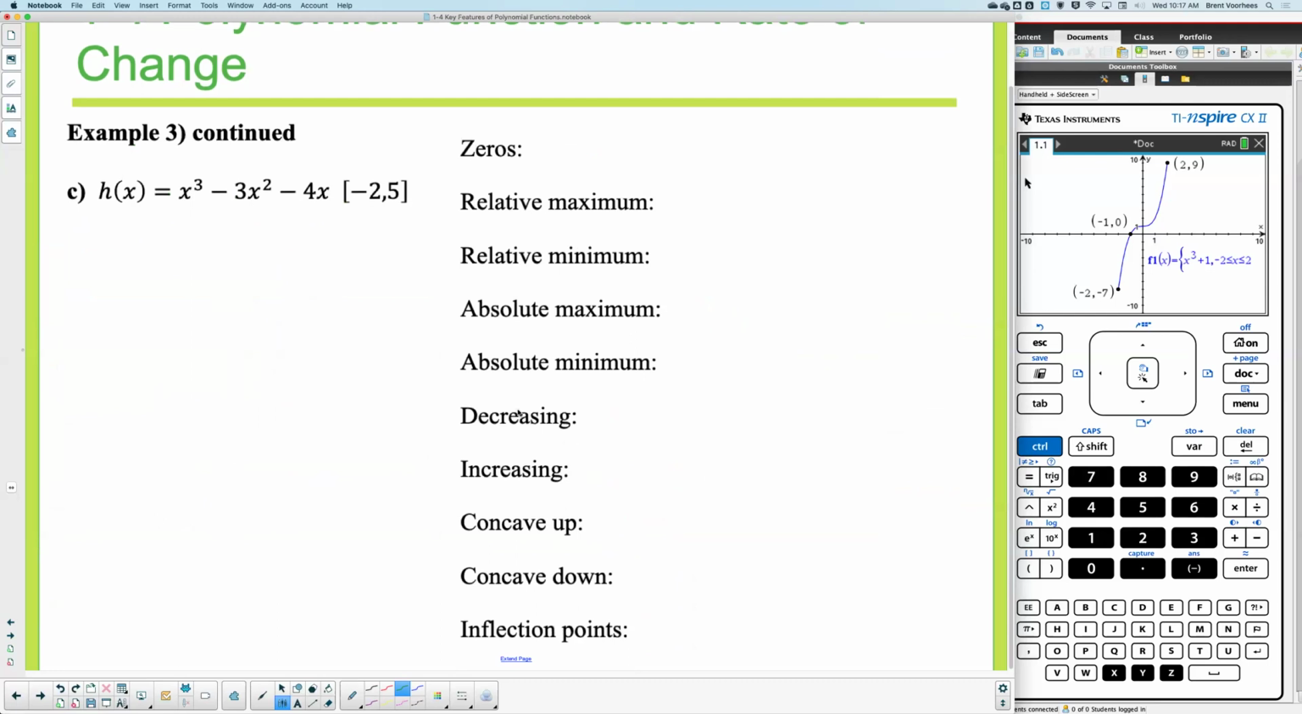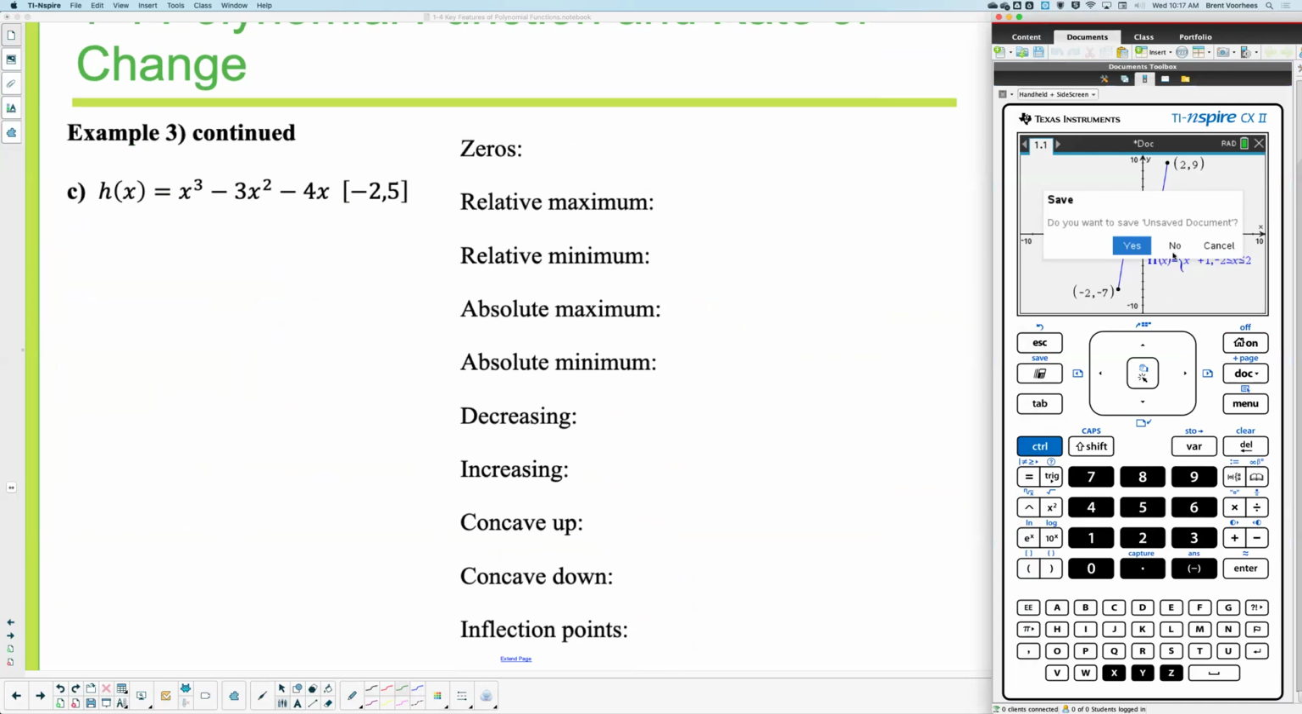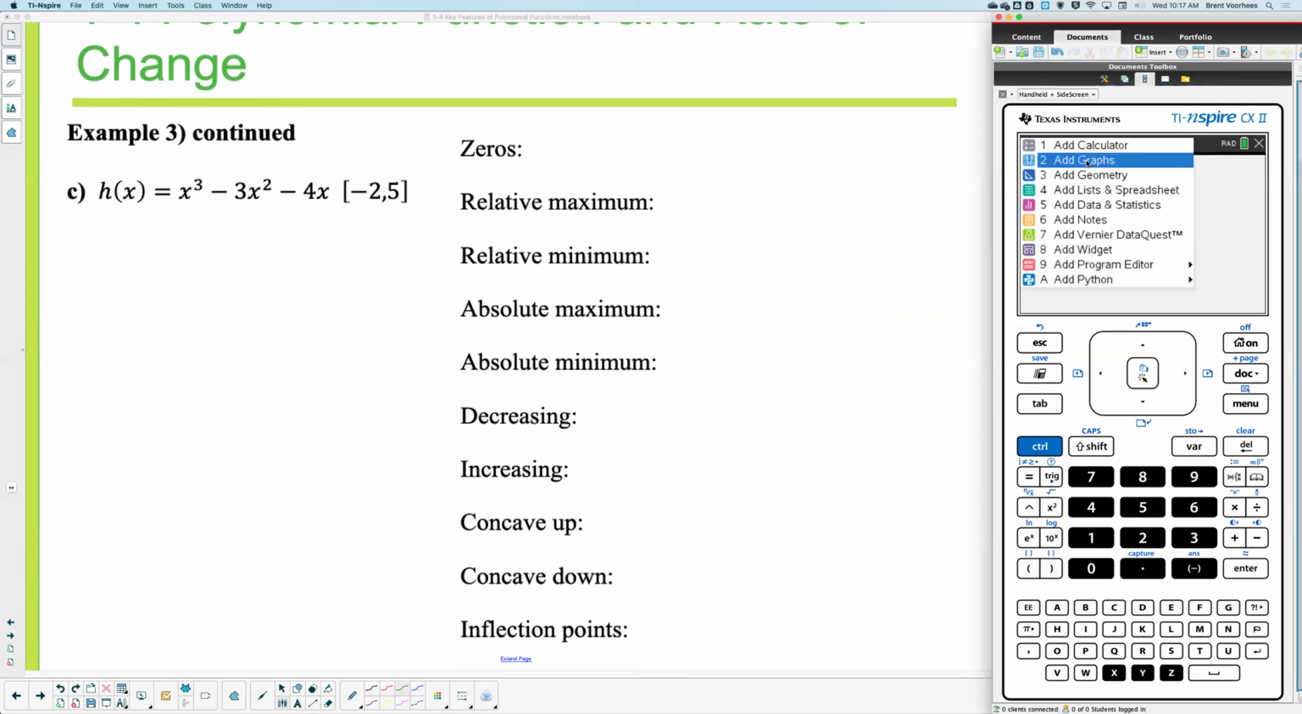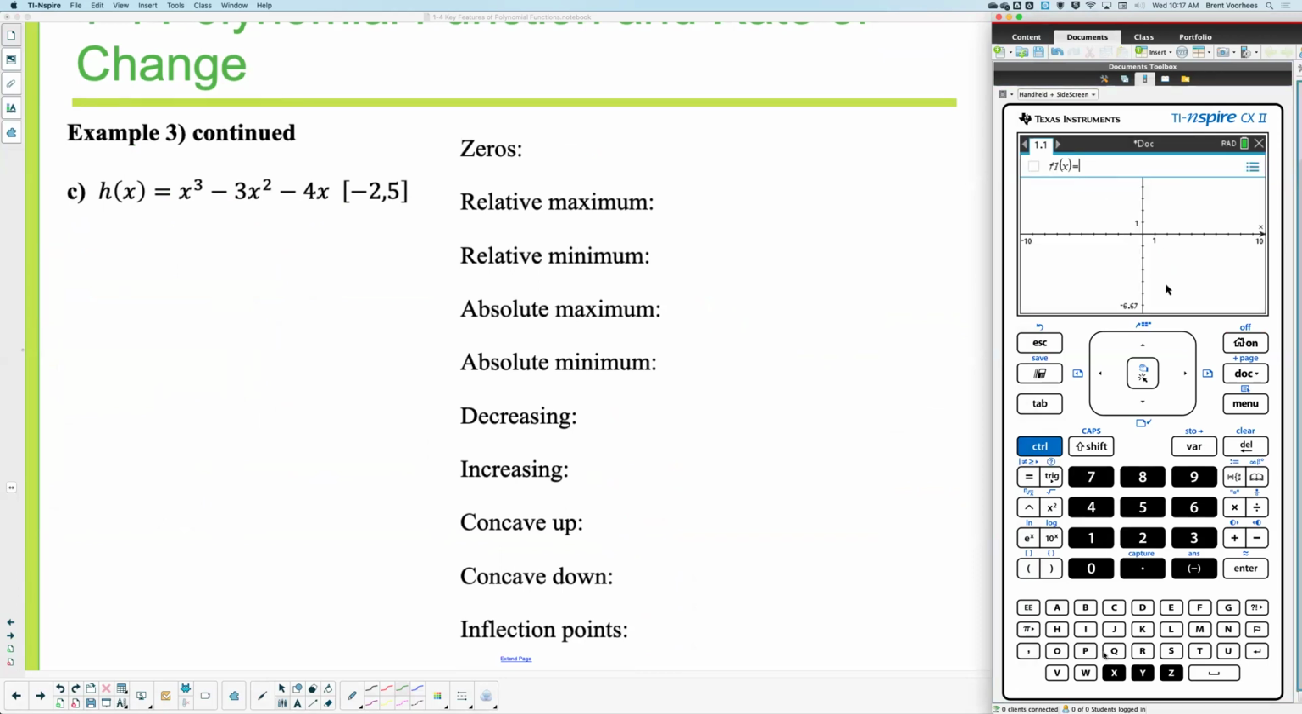All right, let's look at this one here. Let's type in this equation. Again, I'm going to clear my calculator. So home screen, new document. I hit don't save. I add a graph. This time our equation is going to be x cubed.